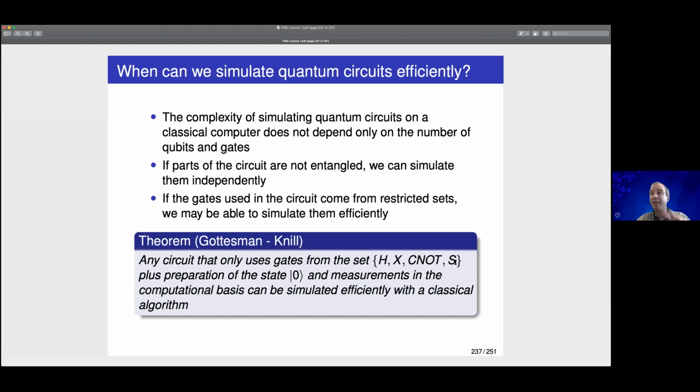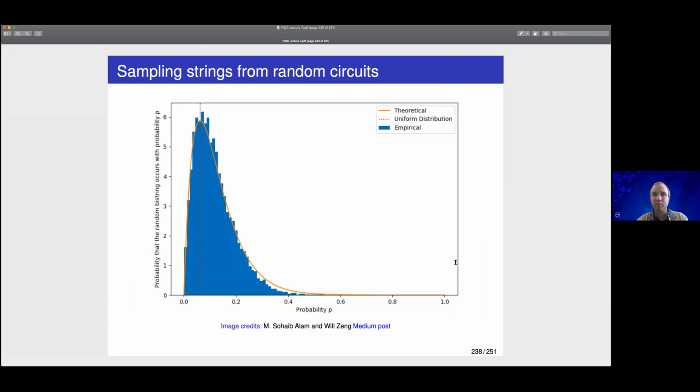Okay, so provided you construct these circuits in that way, there are these theoretical results that show that sampling from the distribution that you obtain, the distribution of strings that you measure by taking a random circuit, follows a certain theoretical distribution, which is related to what is called the Porter-Thomas distribution. And it's very difficult to sample from that distribution with a classical algorithm.